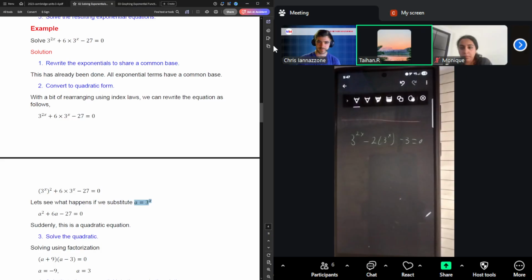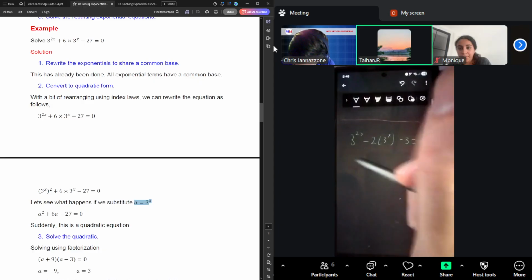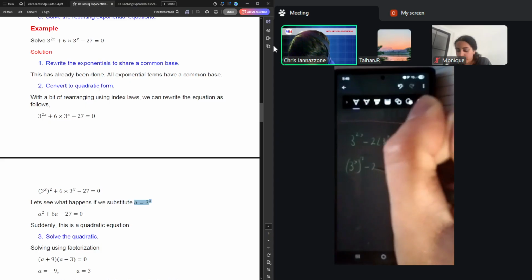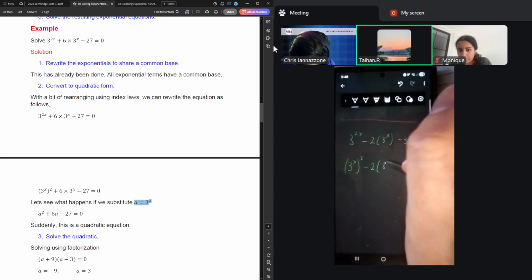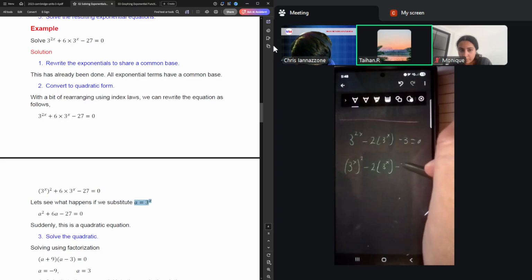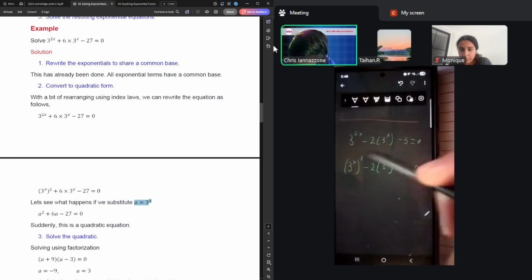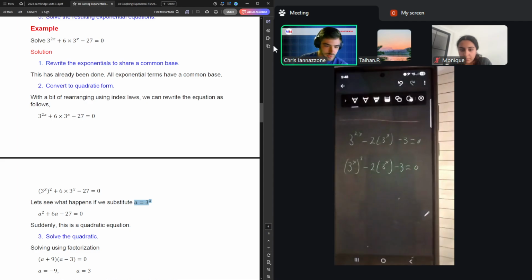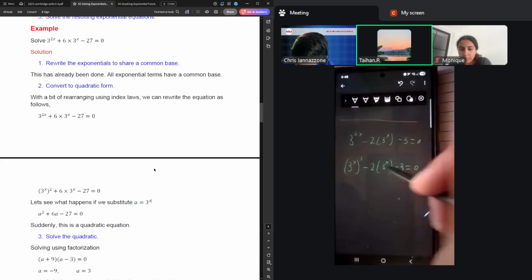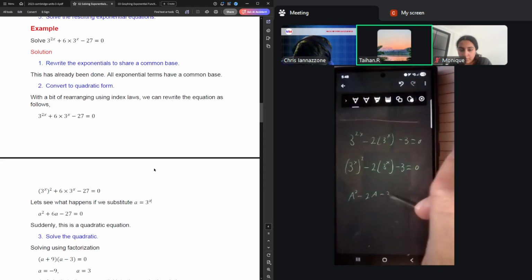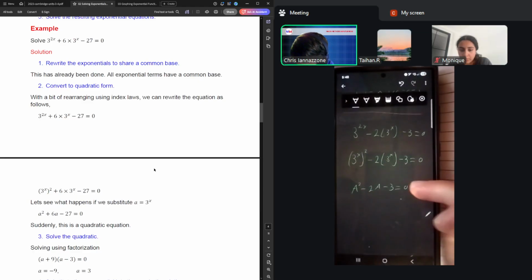I rewrote the equation as 3^x squared minus 2 times 3^x minus 3 equals 0. Yeah, that's good. It's a nice little intermediary step to make life a little bit easier, exactly what this substitution would look like. And then just replace the 3 to the power of x with a. So you would get a squared minus 2a minus 3 equals 0. Yeah, no, that's perfect.